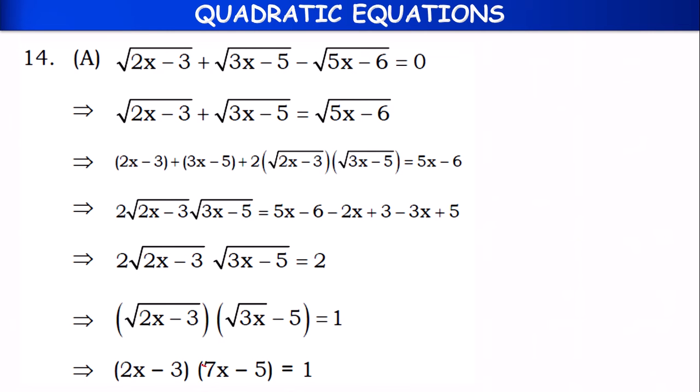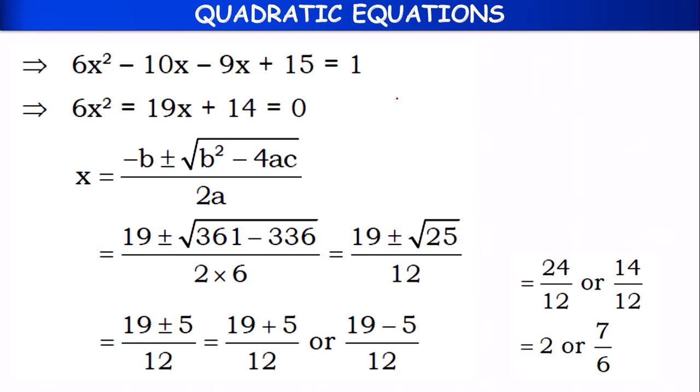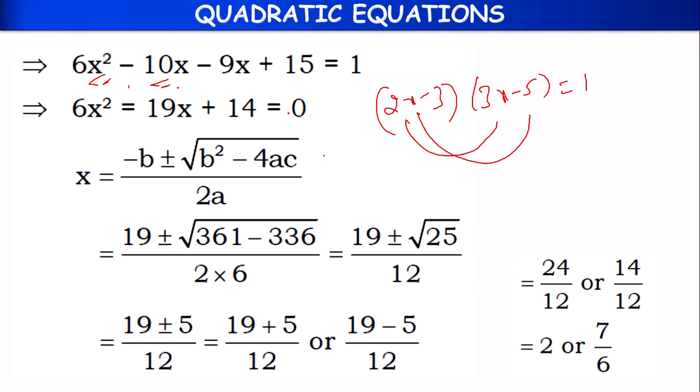If you multiply here, children, it is 3x, not 7x. So 2x minus 3 into 3x minus 5 equal to 1. If you multiply, 2x into 3x will become 6x square. 2x into minus 5 is minus 10x. Minus 3 into 3x is minus 9x. Minus 3 into minus 5 will become plus 15. That is equal to 1.